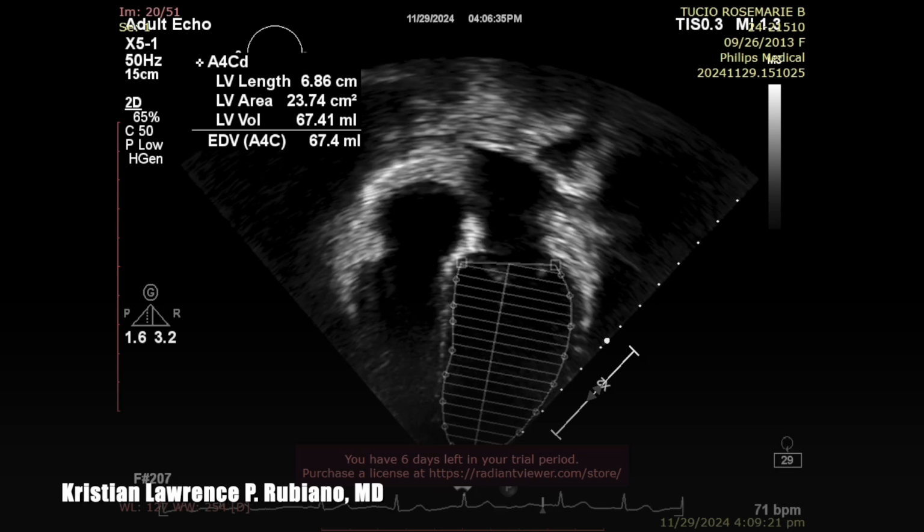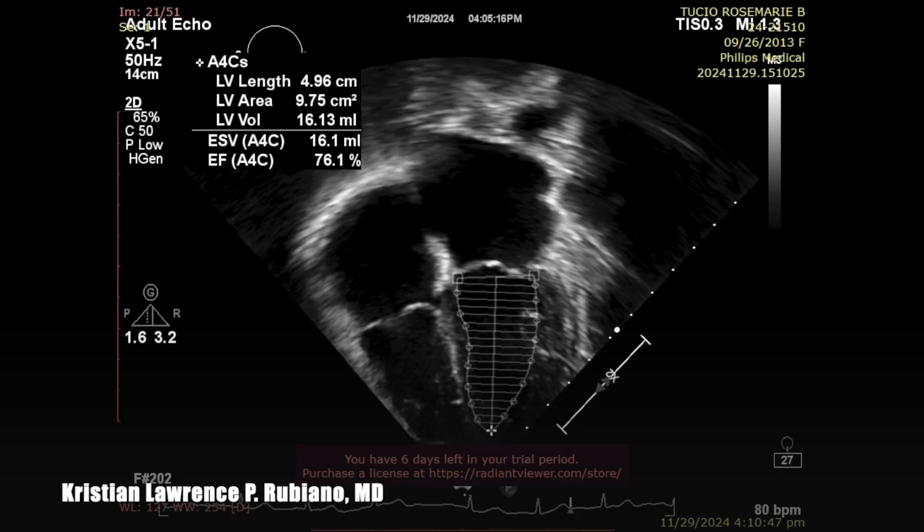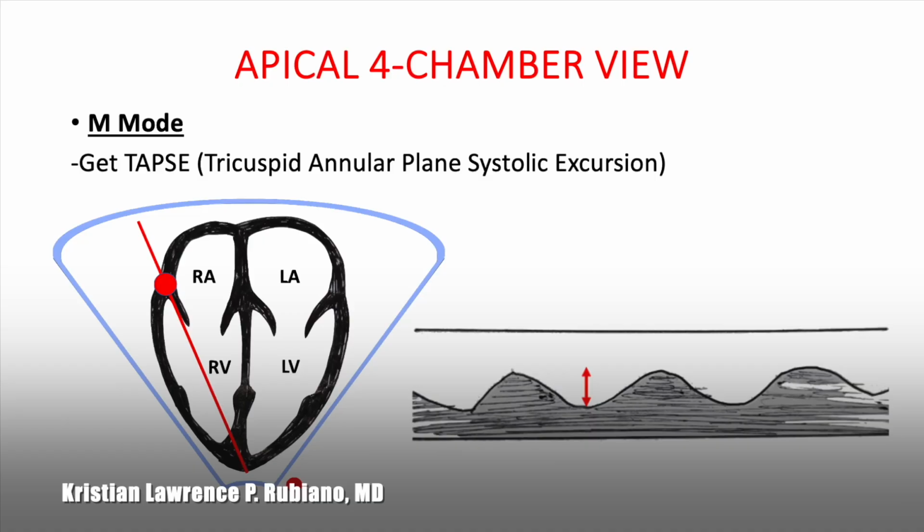Next, we get the LV ejection fraction by Simpson's method. To get this, we need to trace the end diastolic volume, then trace the end systolic volume to calculate the ejection fraction. Simpson's method is considered an accurate measure of LV volume and ejection fraction because it accounts for the LV's geometric shapes, particularly when considering non-circular shapes.